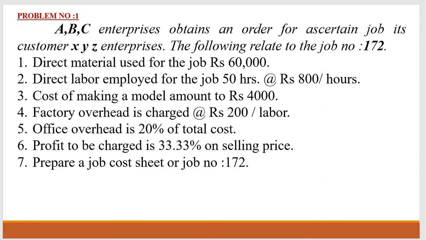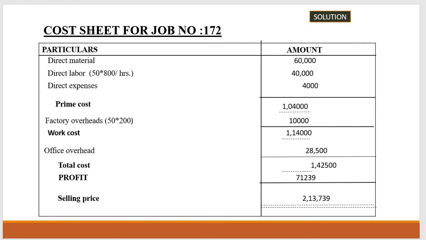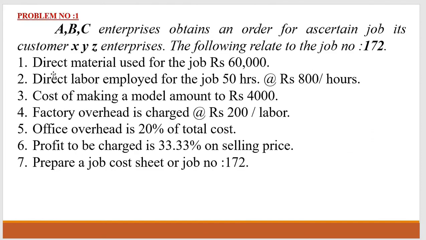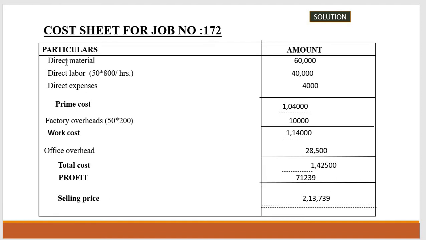This is the format of the job cost sheet. Here there are two columns. One is the particular column and another is the amount column. So we have to prepare the cost sheet for job number 172. First one, direct material used for the job, rupees 60,000. So in the particular column write direct material. Here the amount is 60,000.